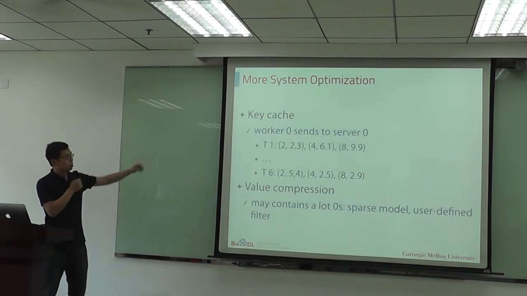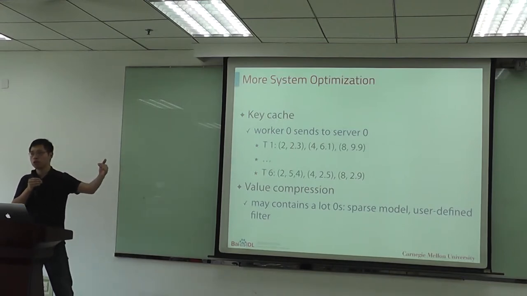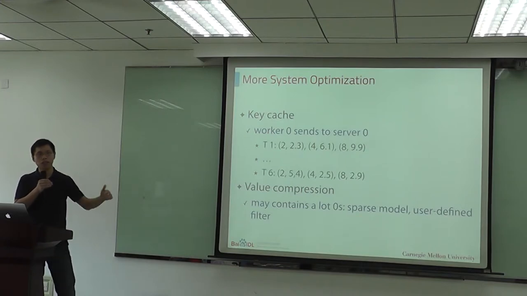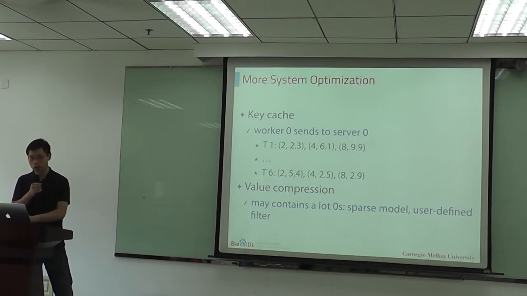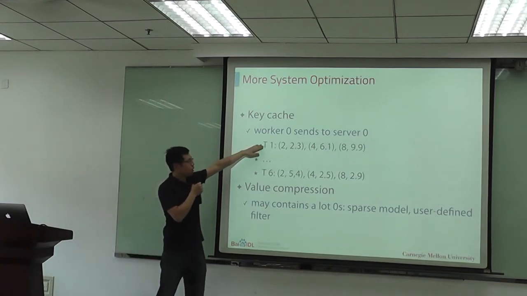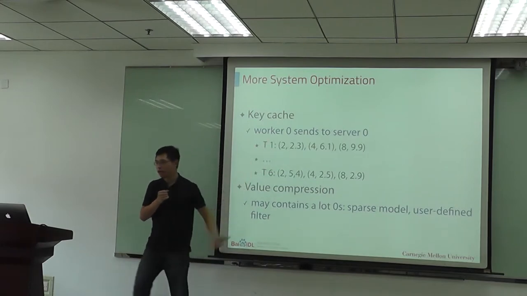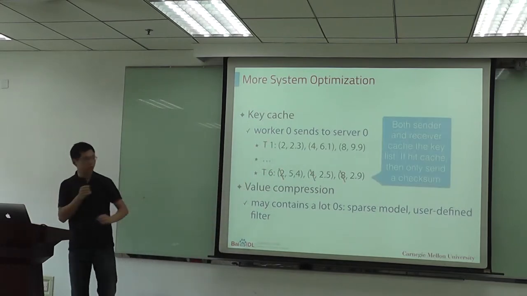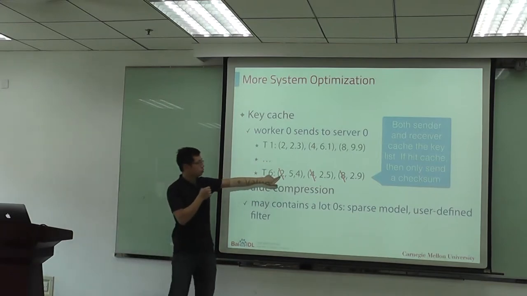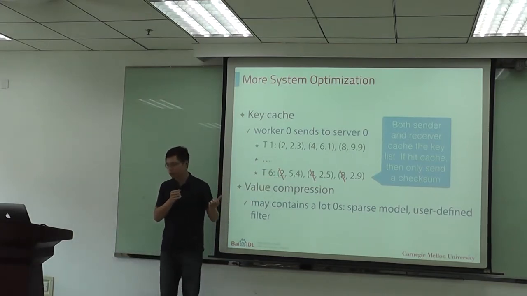So here's the key catch. For a lot of optimization algorithms, the key list sent in different iterations does not change. Here's an example. At time 1, we send the keys 2, 4, 8 with different values. For the next time, maybe you send the same keys again, but the values change.